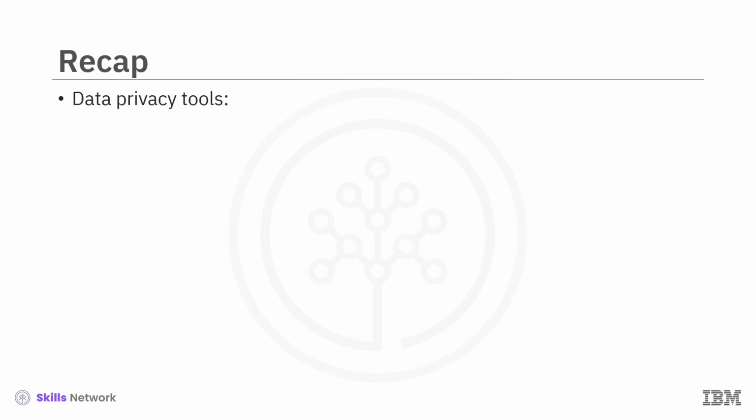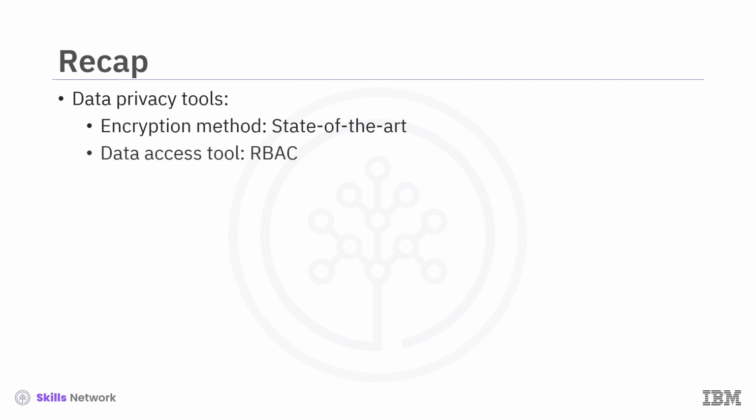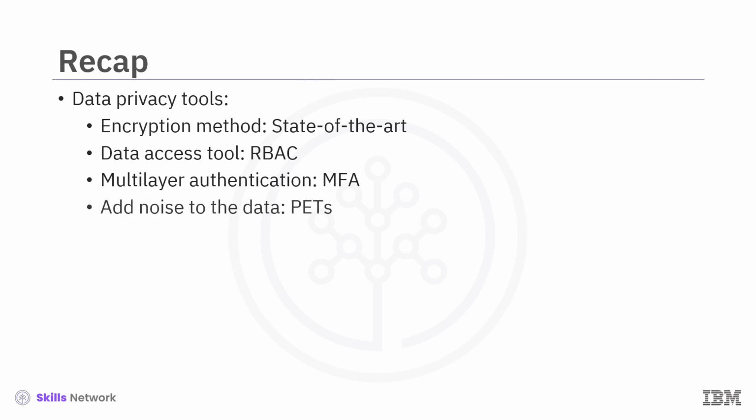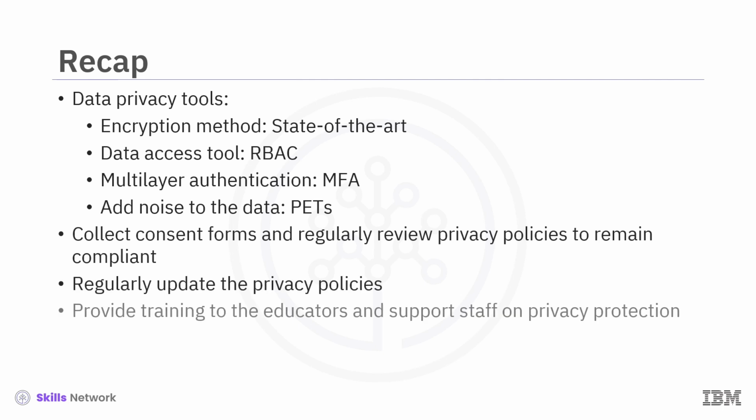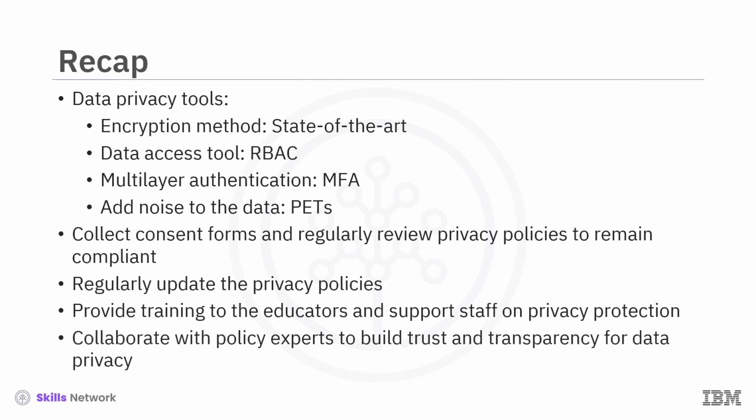You can implement certain tools at the beginning of designing AI tools for education, such as state-of-the-art encryption methods for data security, RBAC for data access to authorized users, MFA for multi-layer security, and PETs for adding noise to data to prevent re-identification. However, collecting informed consent forms and regularly reviewing privacy policies ensures that the data are compliant with privacy standards. Lastly, regularly update the privacy policies, provide training to the educators and support staff on privacy protection, and collaborate with policy experts to build trust and transparency for data privacy.